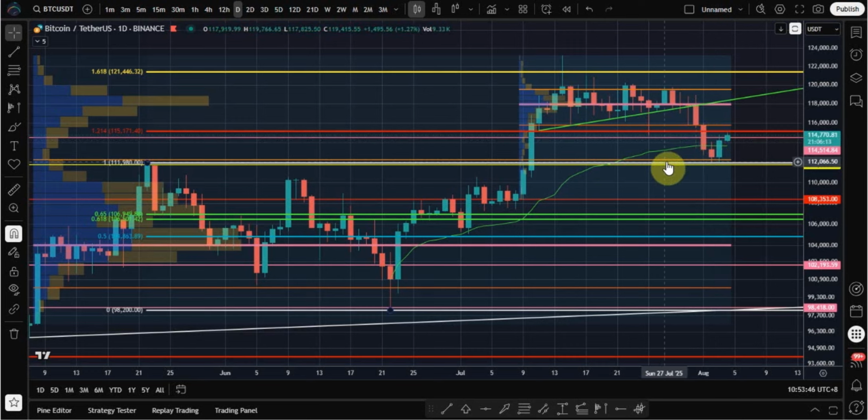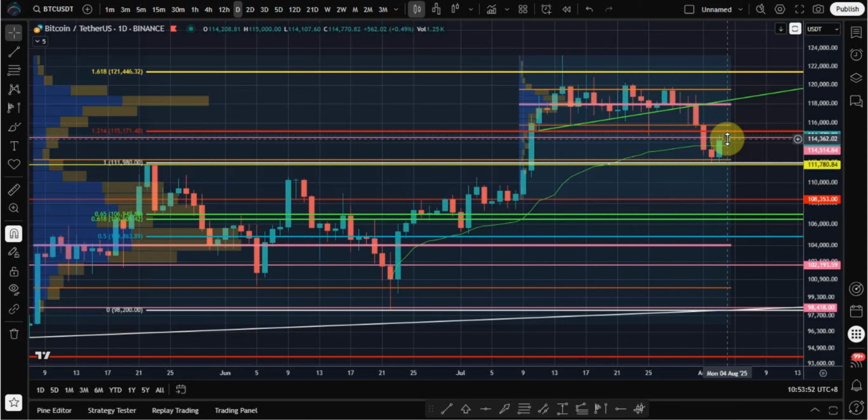We can see it move down to touch the value area high orange line of the large fixed range volume profile and retested the previous high. If price can get above the VWAP line and the pink 114K line, then we can see a nice bounce. A rejection here will see price go lower back to 112,000, which it must hold.